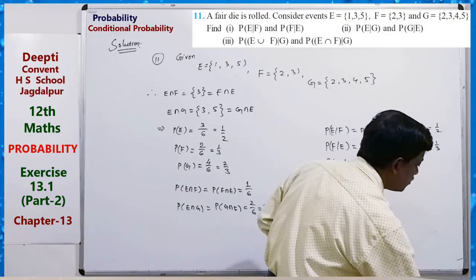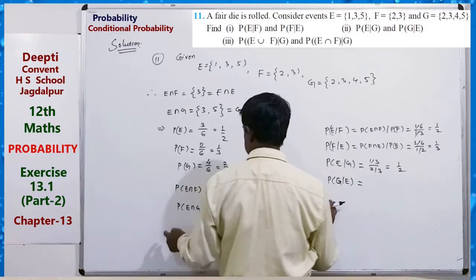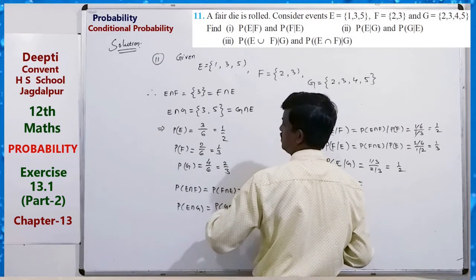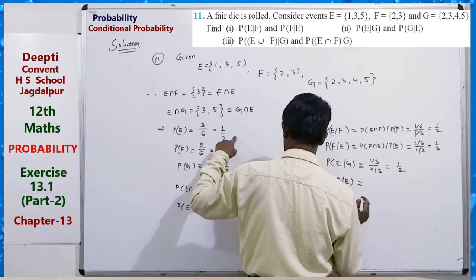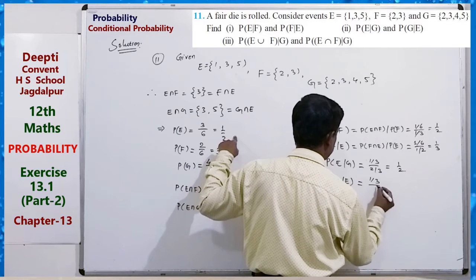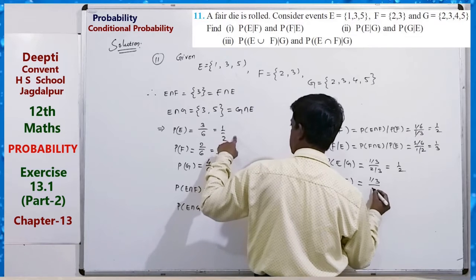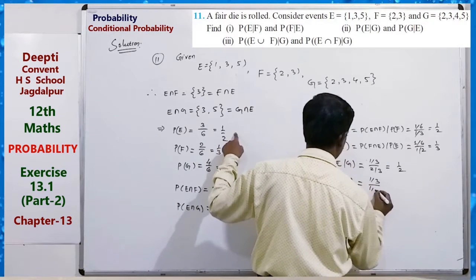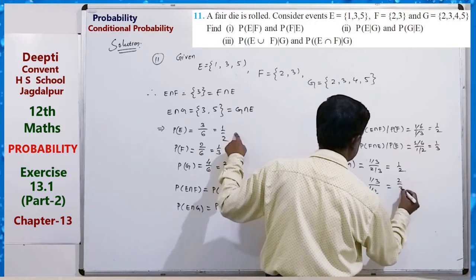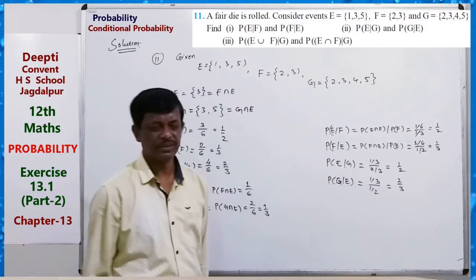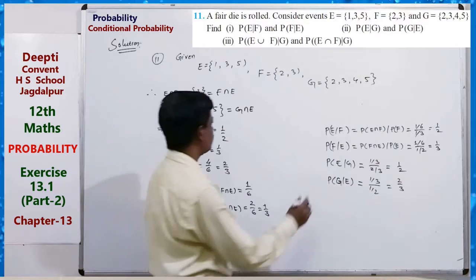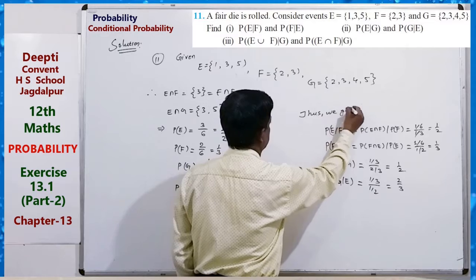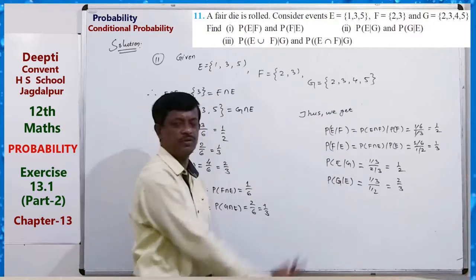And similarly G by E. G by E means this, this by E, 2, 1 by 3 by 1 by 2. So 2 by 3. So this is 2 by 3. So just write the value thus. We get it. Similarly, just write the formula for that.